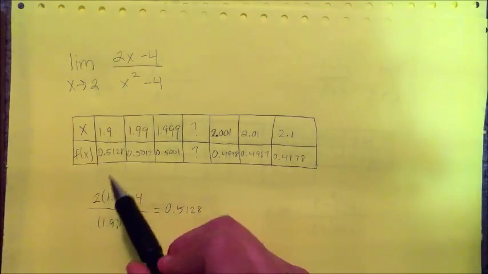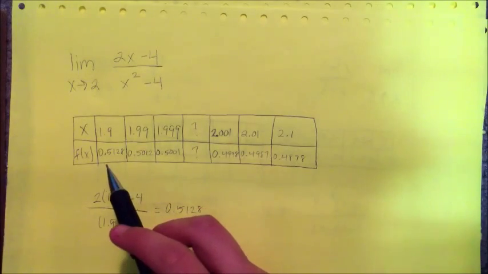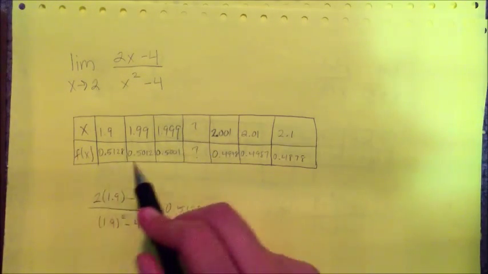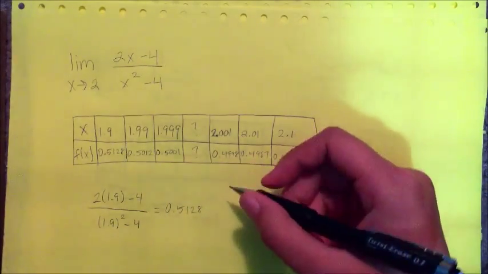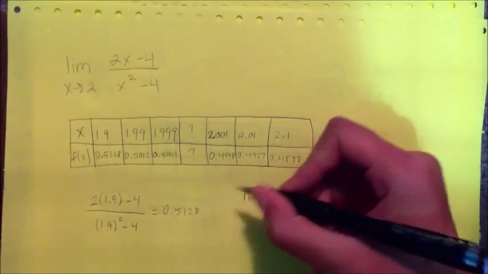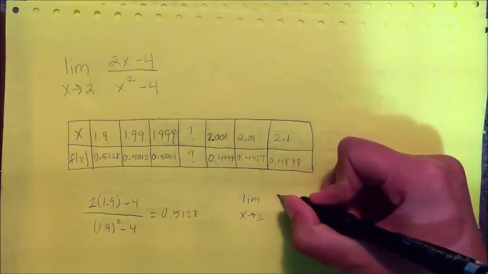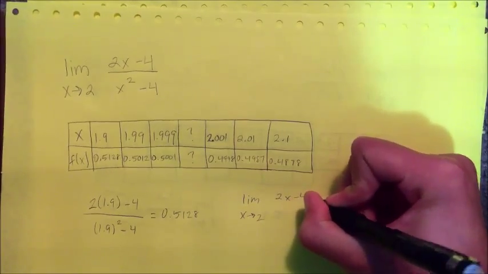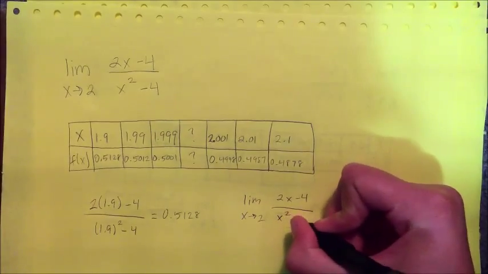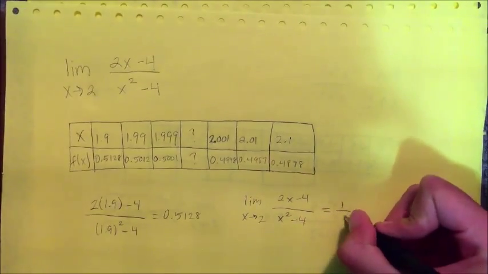So, based on this table, we can see that as x approaches 2, f of x is approaching 0.5, or 1/2. So the limit as x approaches 2 of 2x minus 4 over x squared minus 4 is 1/2.